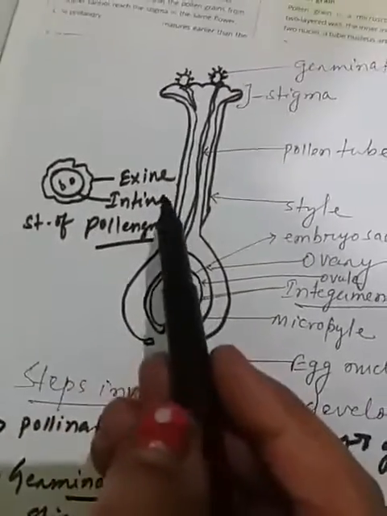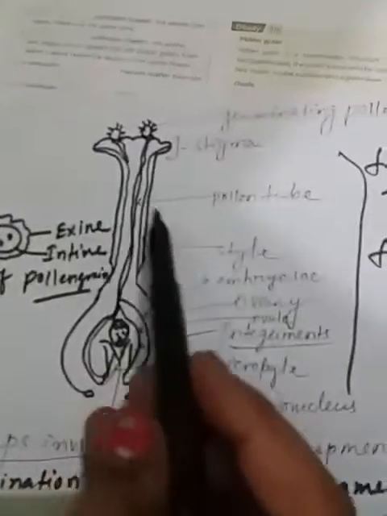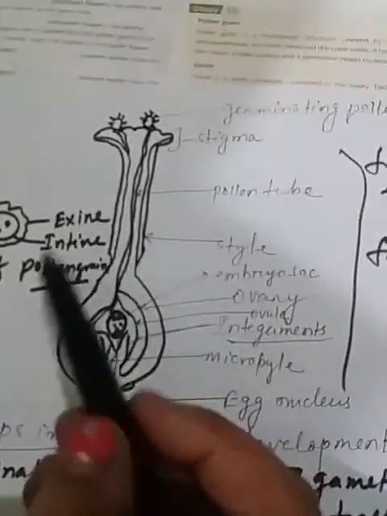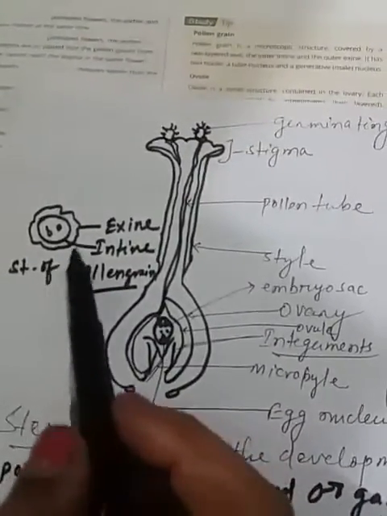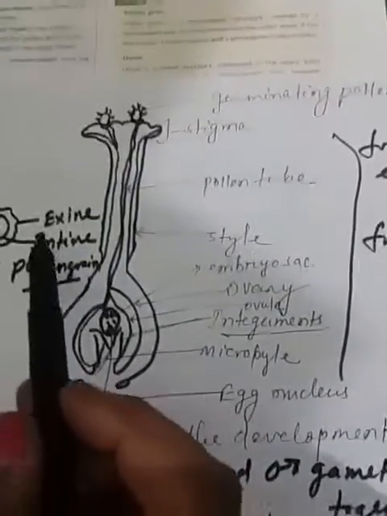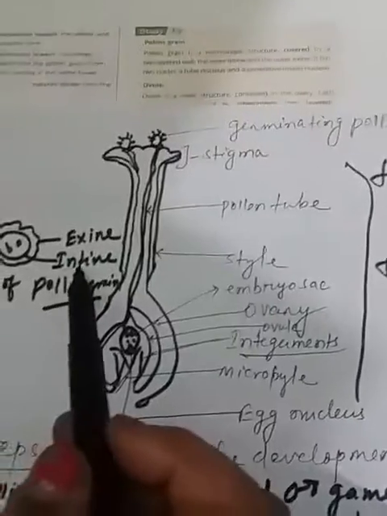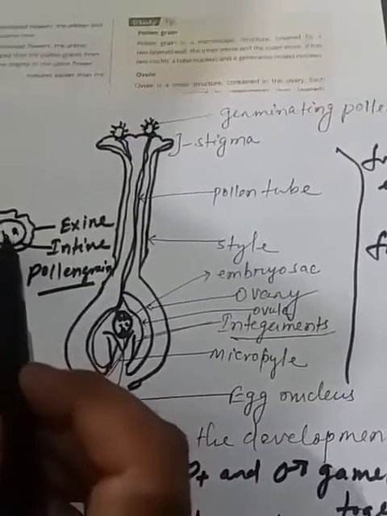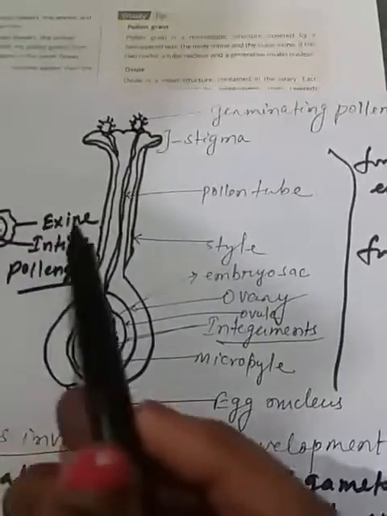Good morning students. This is the last part of your chapter 4, that is fertilization. Before going to fertilization, here we will see the diagram of the pollen grain. So this is the pollen grain. It has two covers, the outer exine and the inner intine, and inside, two nuclei, that is the generative nucleus and the tube nucleus.